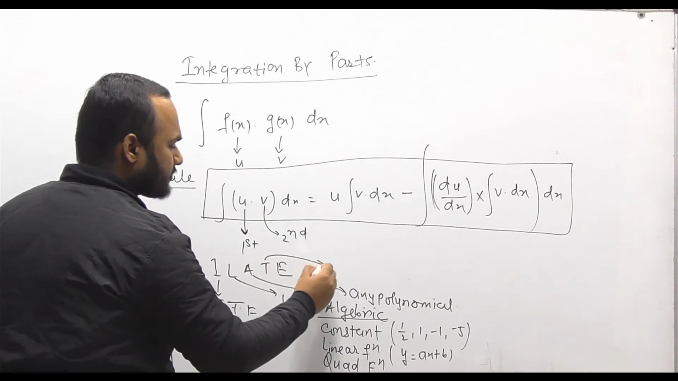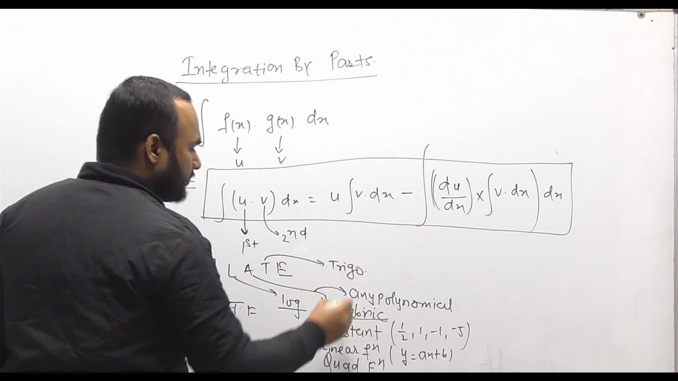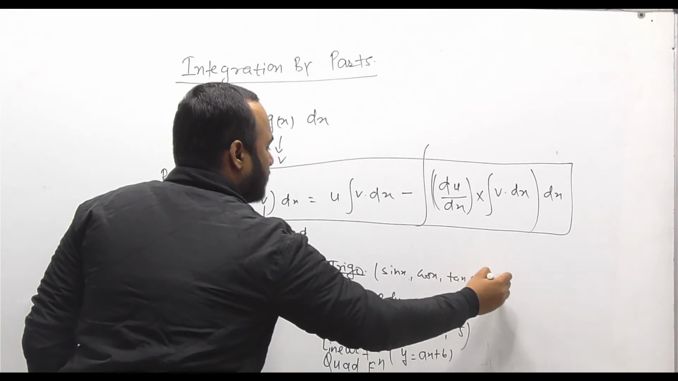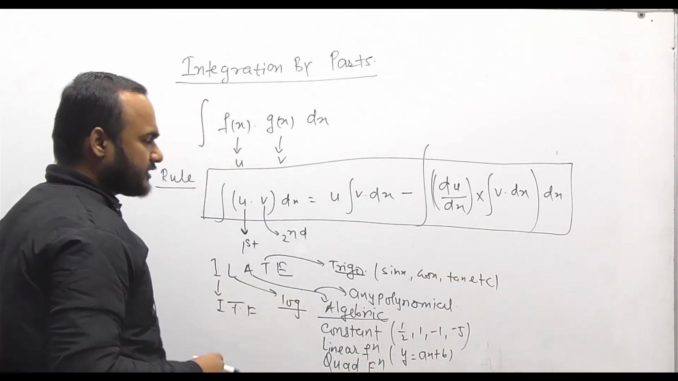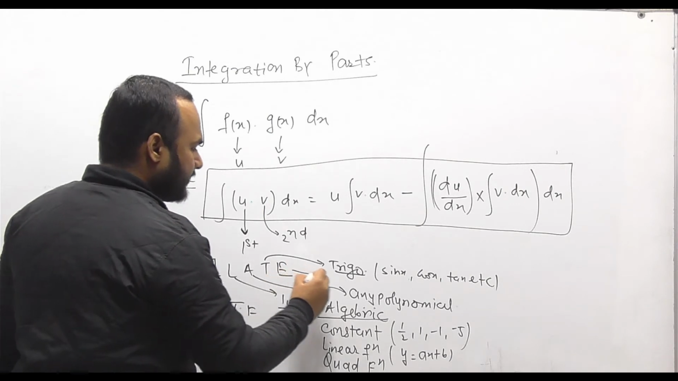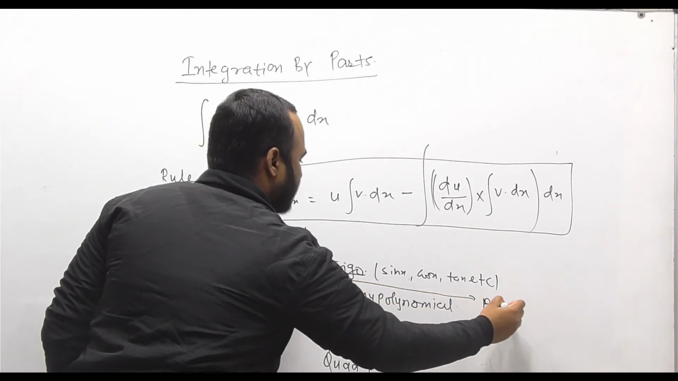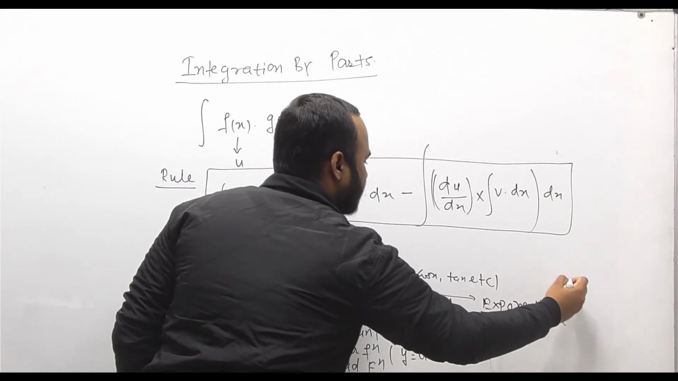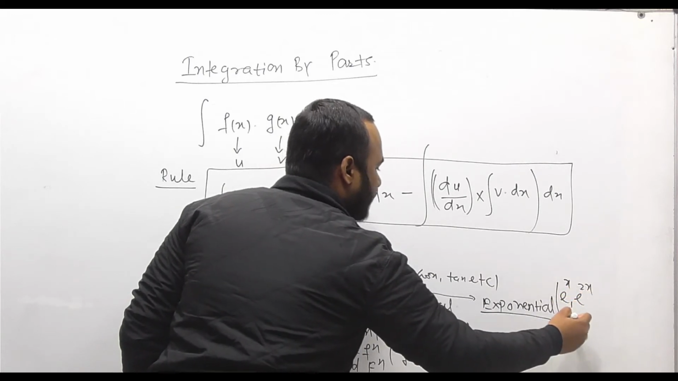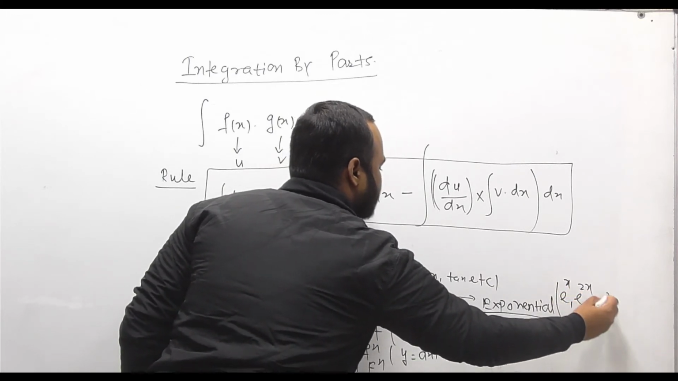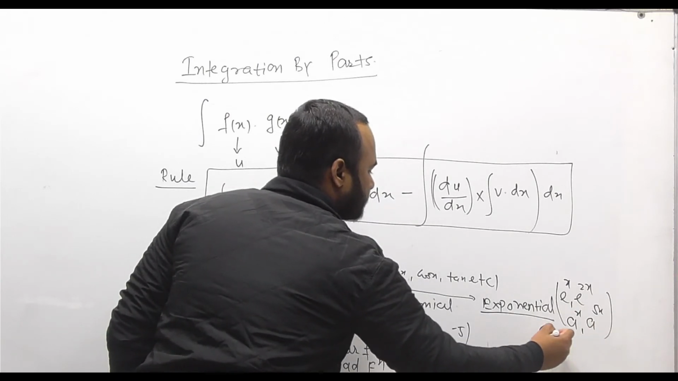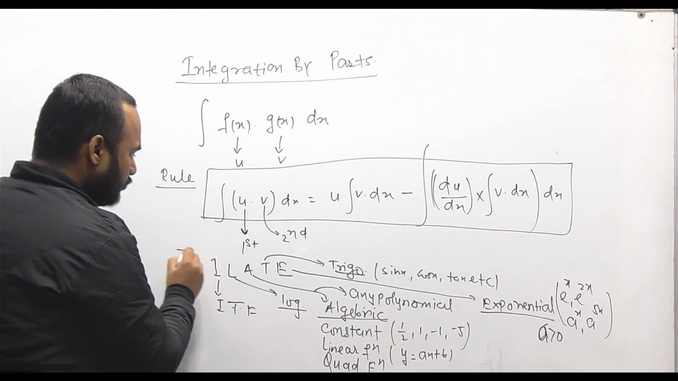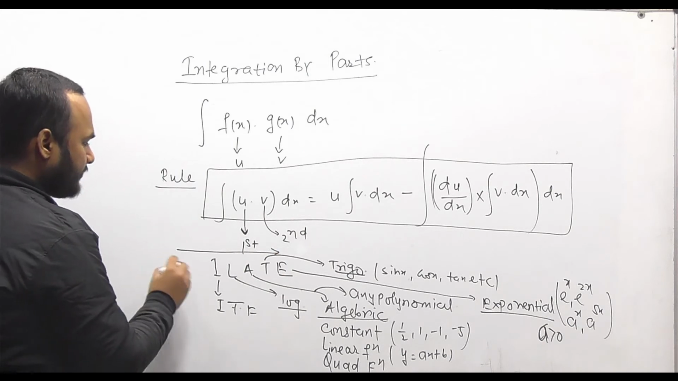Then there are trigonometric functions, which are sin x, cos x, tan x, etc., like sin, cos, tan, cot, secant, cosec, whatever angle is involved with it. And then the last one is the exponential function. This exponential function can be natural exponential like e to the power x, e to the power 2x, or a to the power x, a to the power 5x, etc., where a is a positive number greater than 0. So this is the preference order in which you will take the first function.